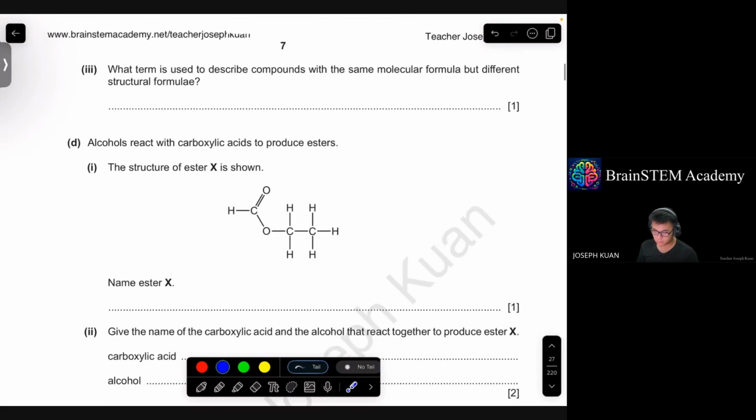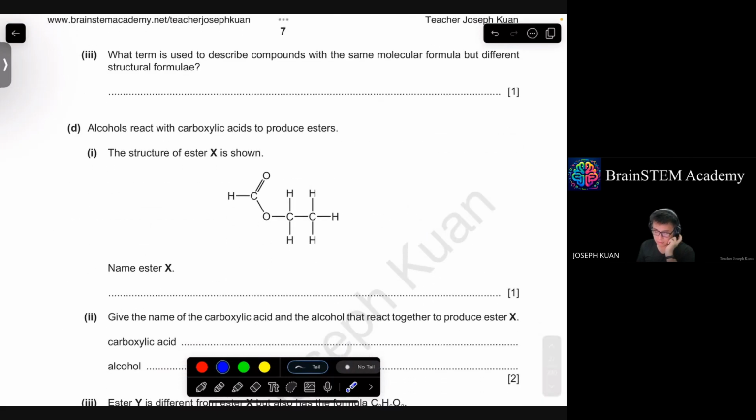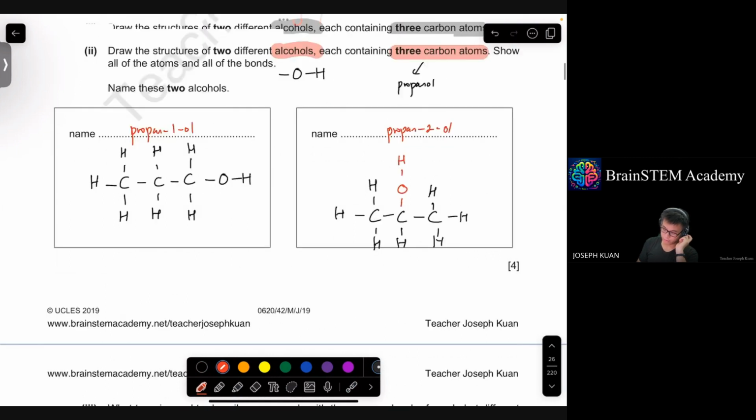All right, moving on to 3. What term is used to describe compounds with the same molecular formula but different structural formula? They are structural isomers, which is what we have been drawing. Right, these two are actually structural isomers.